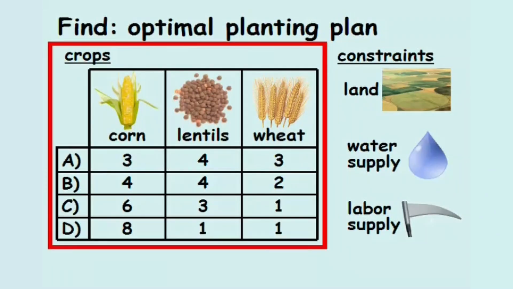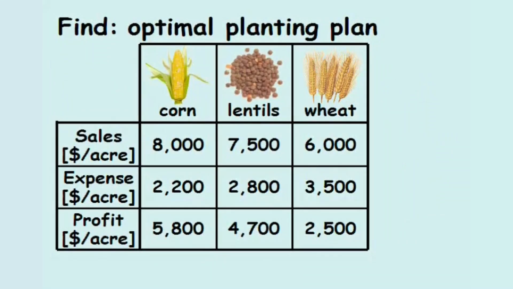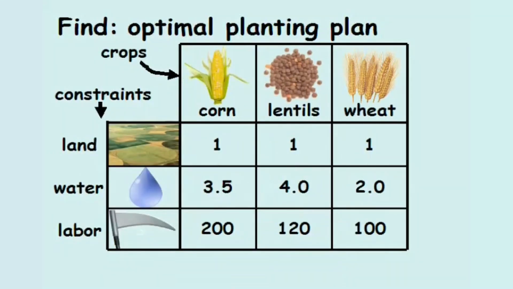Taking a closer look at the crops, we know the dollar amounts of sales, expenses, and profit per acre associated with planting each of the three crops. Needless to say, the numbers in this problem are made up. We notice planting corn is the most profitable, and planting wheat is the least profitable. The quantity of resources required to grow each crop are shown here.